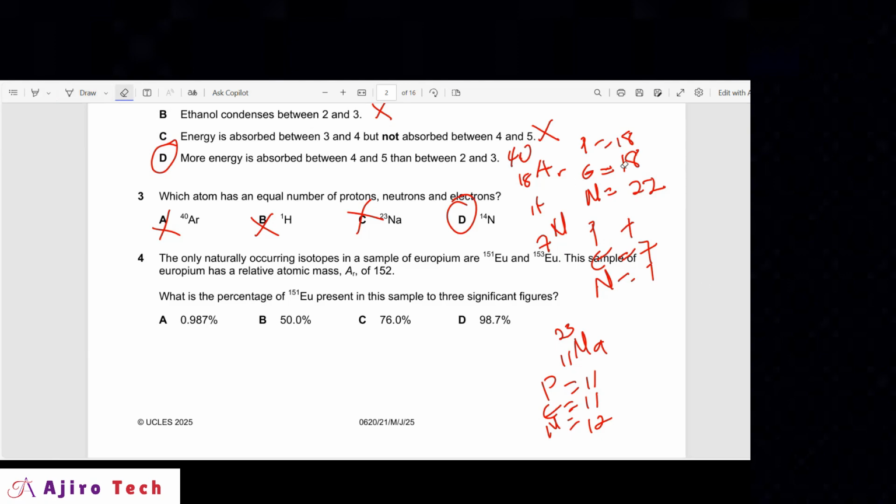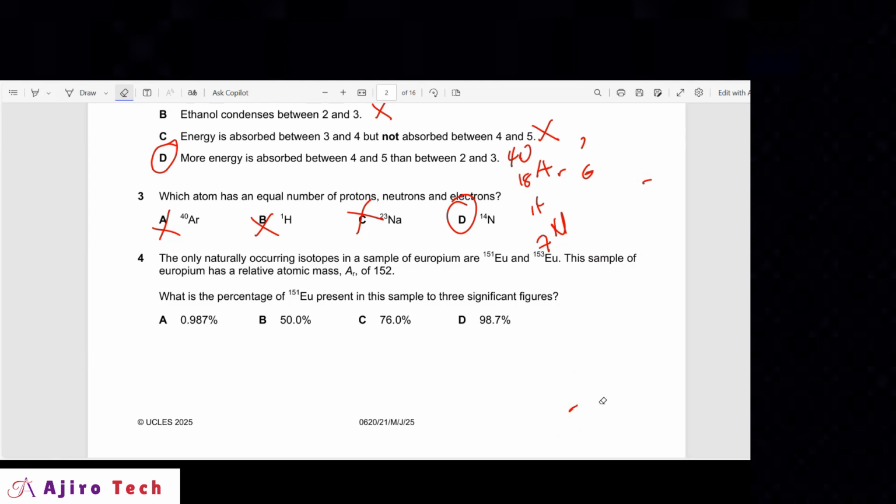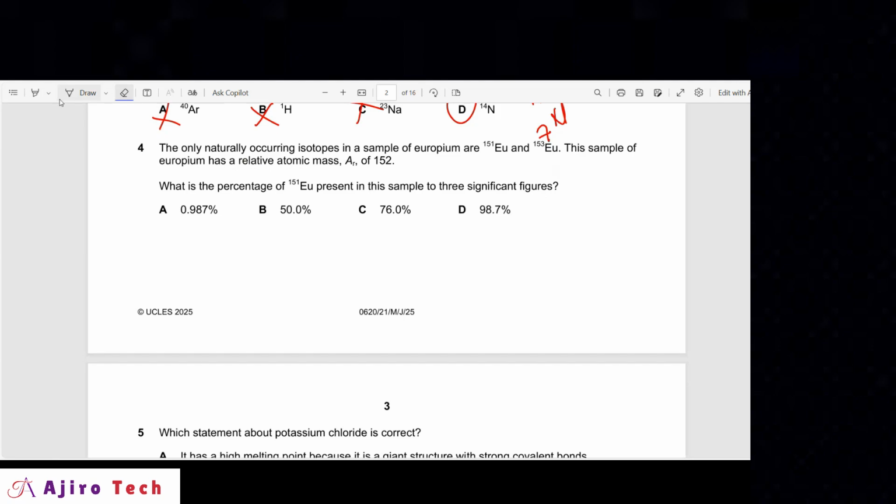So it's quite a straightforward question, basically. So I just have to erase this because of the next question. We have enough space to solve. Okay, so question 4. We have a question on relative atomic mass. The only naturally occurring isotopes in a sample of europium are europium-151 and europium-153. The relative atomic mass is given as 152. Okay, so what is the percentage of europium-151 present in this sample to three significant figures?